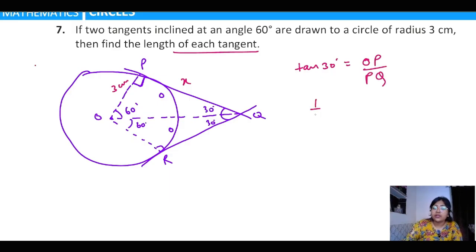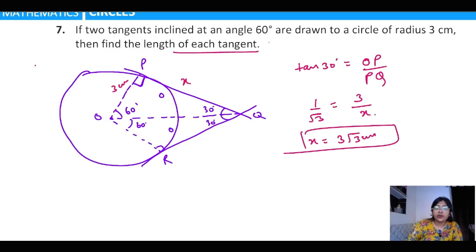The value of tan 30 is 1 by root 3. OP length is 3. We need to find out PQ. So PQ was X. So X is equal to 3 root 3 centimeter. This is the length of the tangent from an external point. The tangents are making an angle of 60 degrees and the circle is having a radius of 3 centimeter. This question is clear to you? Okay, now moving to the next question.